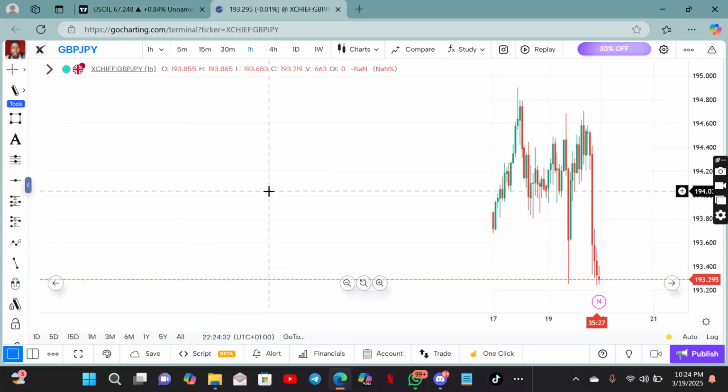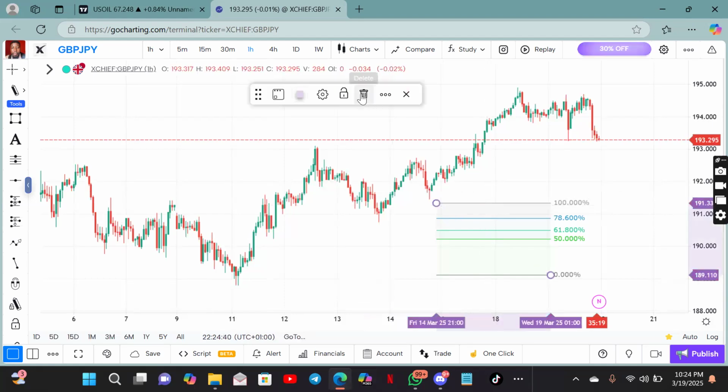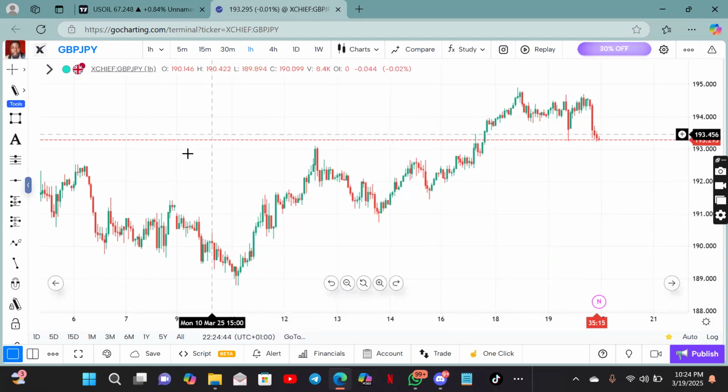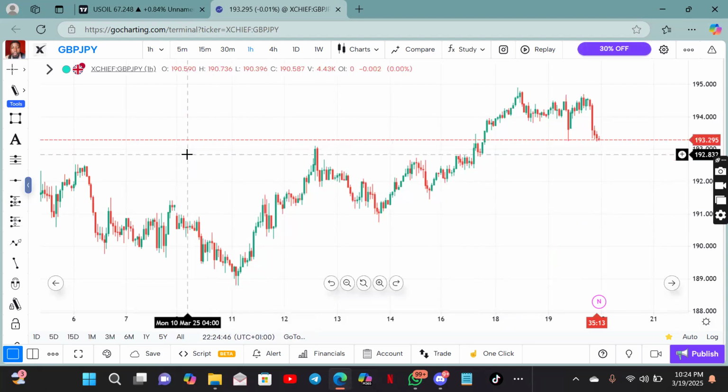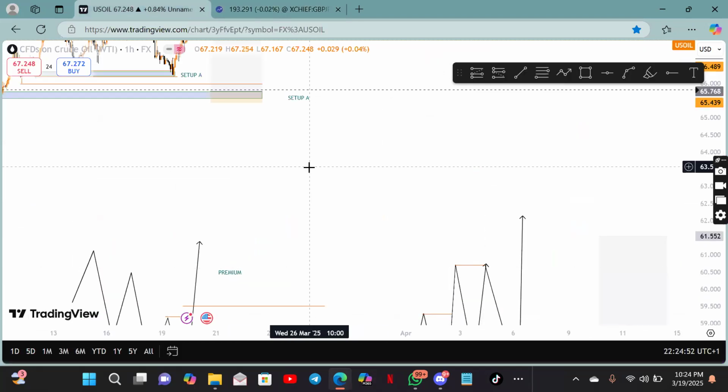So we'll be backtesting with the currency pairs. We'll be backtesting with the currency pairs, and that's because the synthetic market does not have a place where we can backtest.